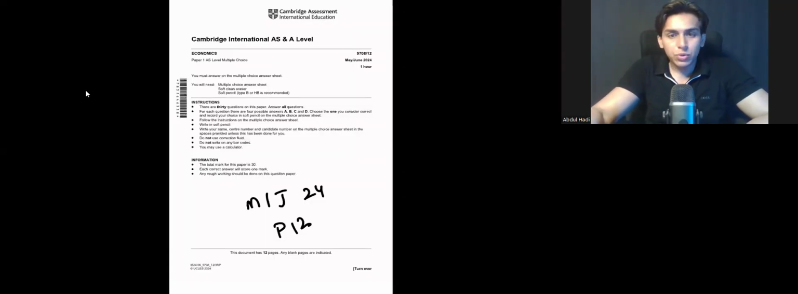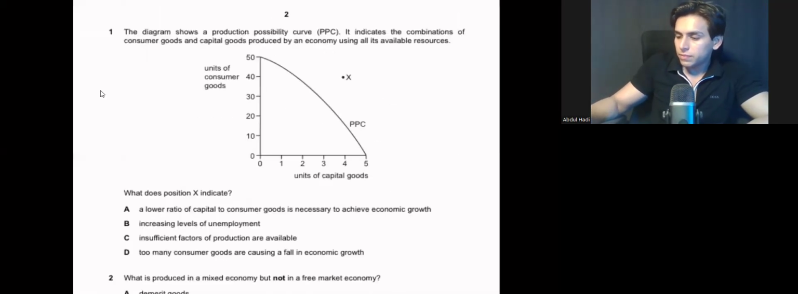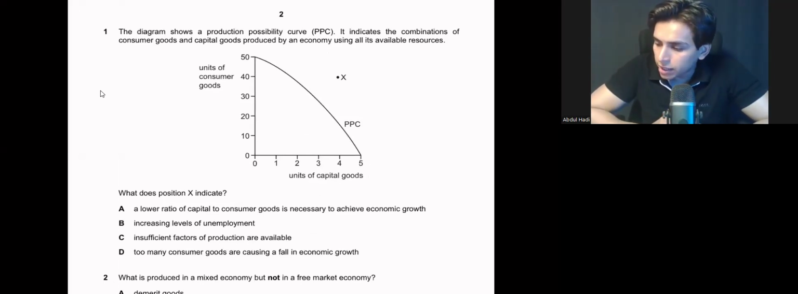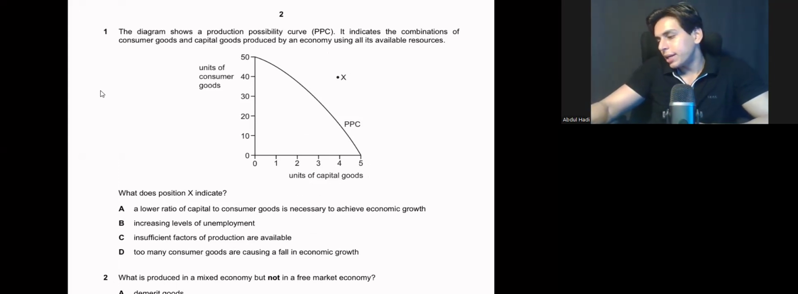So we will attempt May June 24, paper 12. Right, so the first question: the diagram shows a PPC. It indicates the combination of consumer good and capital good produced by an economy using all its available resources. What does point X indicate? Now, point X indicates scarcity or unattainable point.